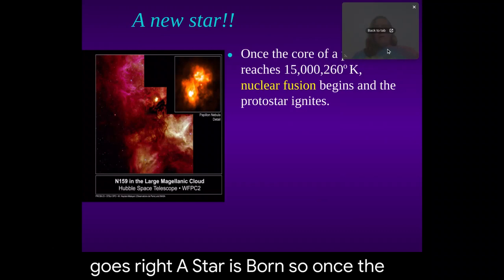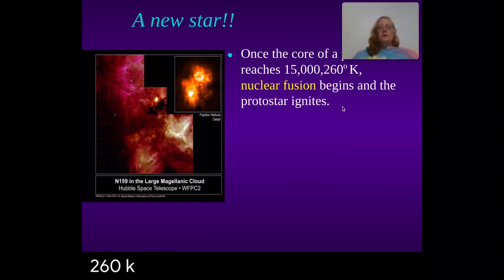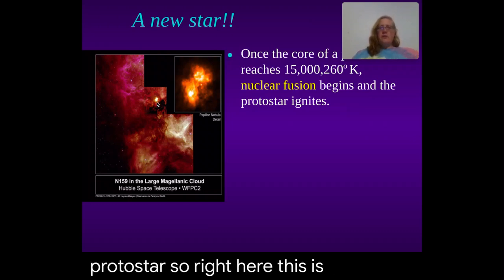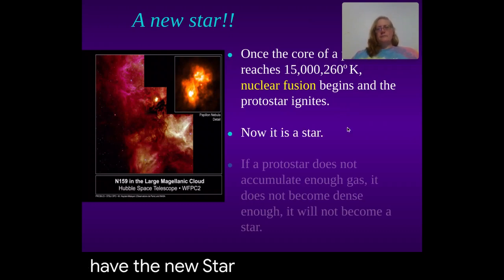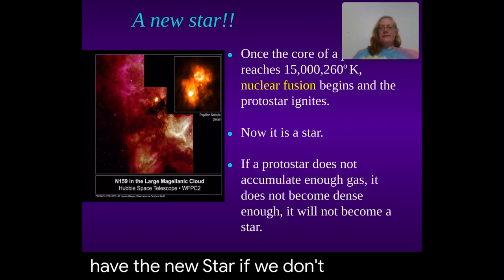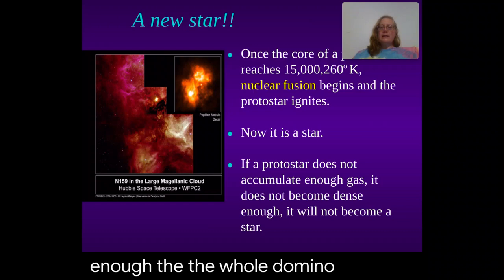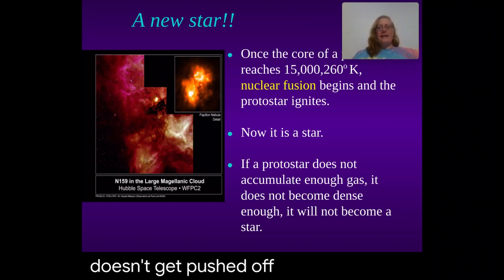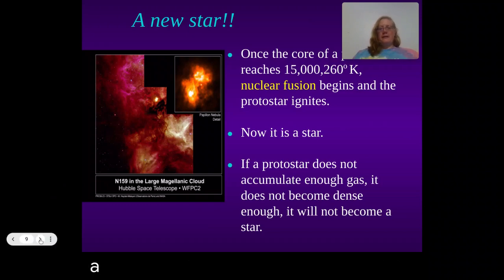So once the core of the protostar reaches 15,260 Kelvin, nuclear fusion starts. The protostar, so right here, this is the new star. The protostar ignites. You now have the new star. If we don't get enough gas, it doesn't become dense enough, the whole domino effect doesn't get pushed off. Nothing happens. Just like with Jupiter, you have a protoplanet, you have a planet there instead of an actual star.